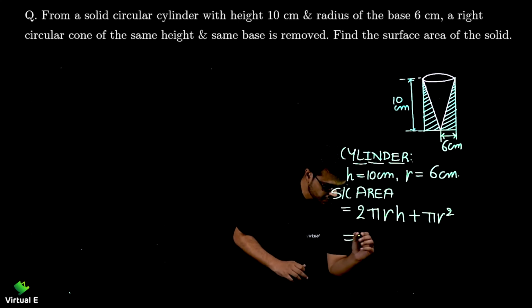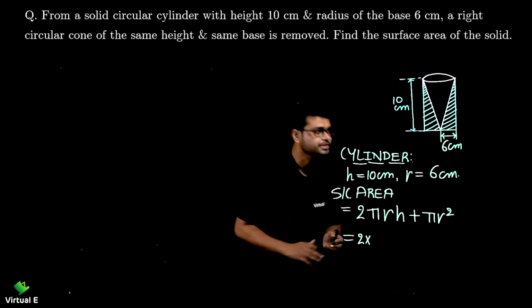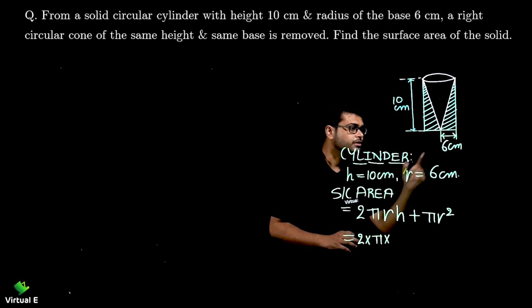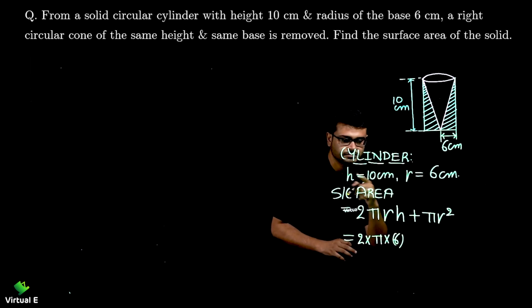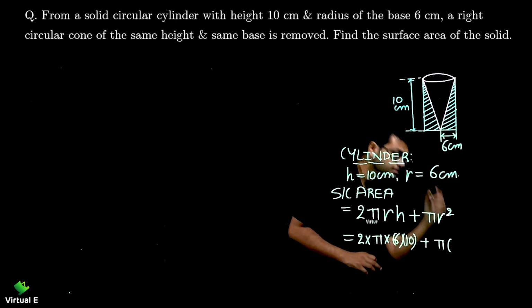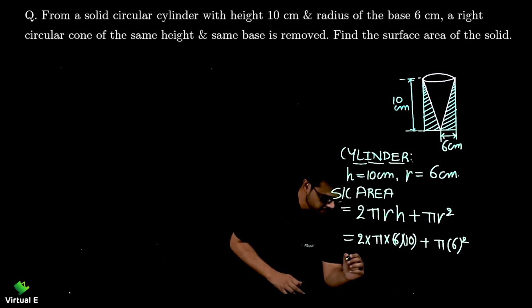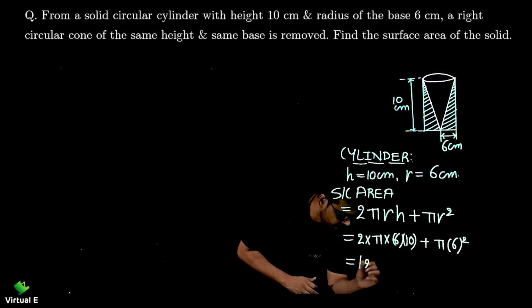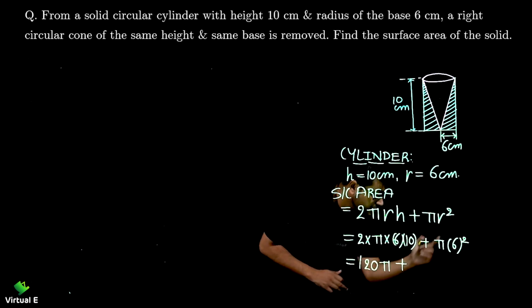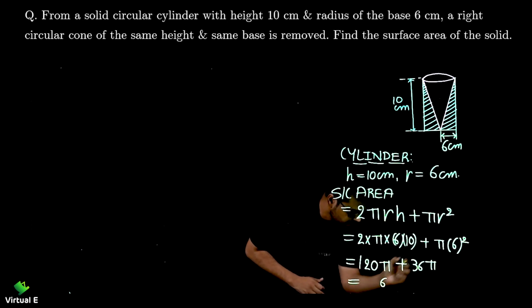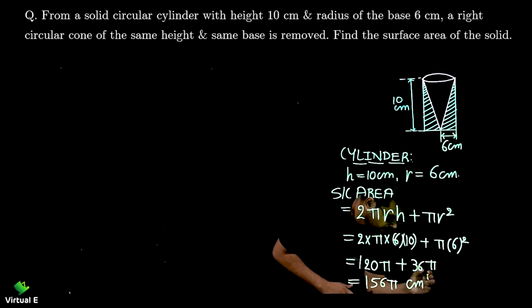Done. Now let's substitute the values. 2 as it is. Let's keep pi as it is, not going to take 22 by 7. Then r is 6 and h is 10 centimeter. Simple. Plus pi and 6 square. So 6 2s are 12. 12 into 10 will give you 120. 120 pi plus 36 pi. So the area is 156 pi centimeter square.